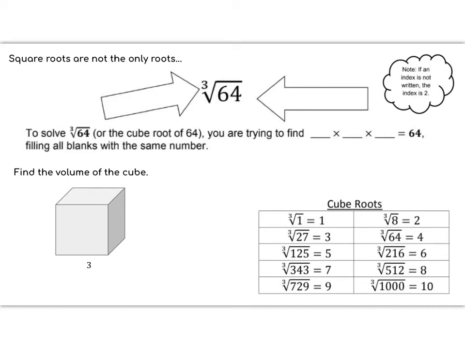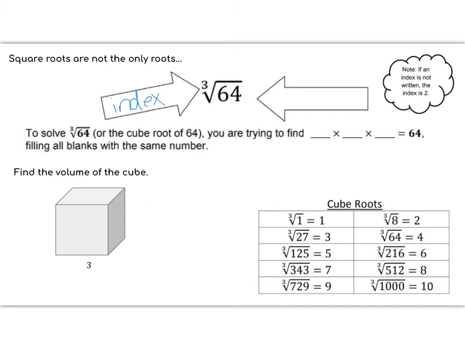Square roots are not the only roots. Notice here that I have a radical symbol, but I've got this little number, this little 3 in front. Well, that means I want the cube root. I want what times itself 3 times is 64. That number there is called the index.